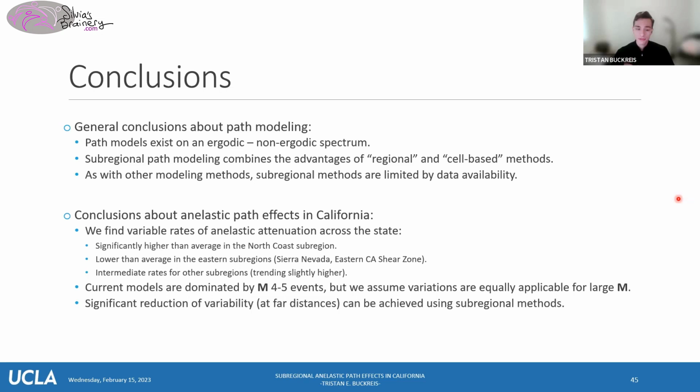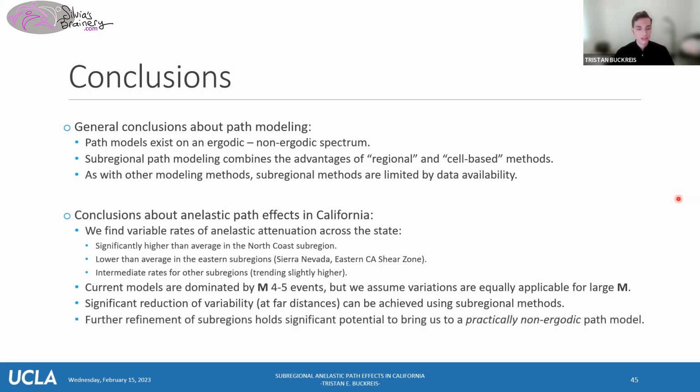And we see a significant reduction of variability that's most significant at far distances. That can be achieved using the subregional method, which is pretty similar to the cell-based method when we compared our results to the Kuehn et al. model. But if you look at smaller paths in between, the predictions might not be as reliable. And so that leads to the last statement, which is that further refinement of the subregions can hold significant potential to bring us to a practically non-ergodic path model by leveraging physical constraints during our regionalization with the robust math behind cell-based methods.